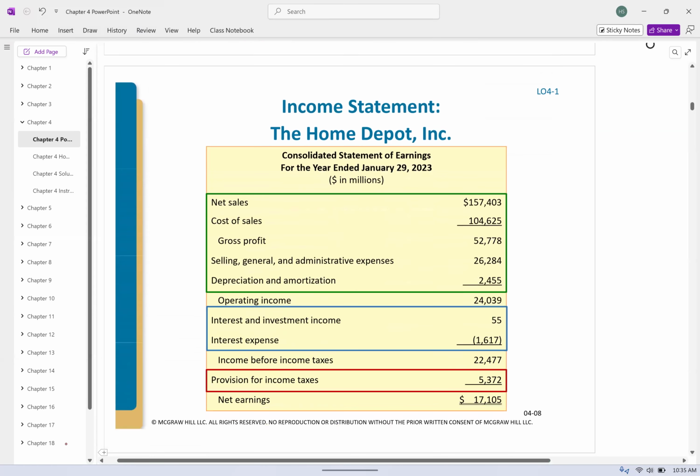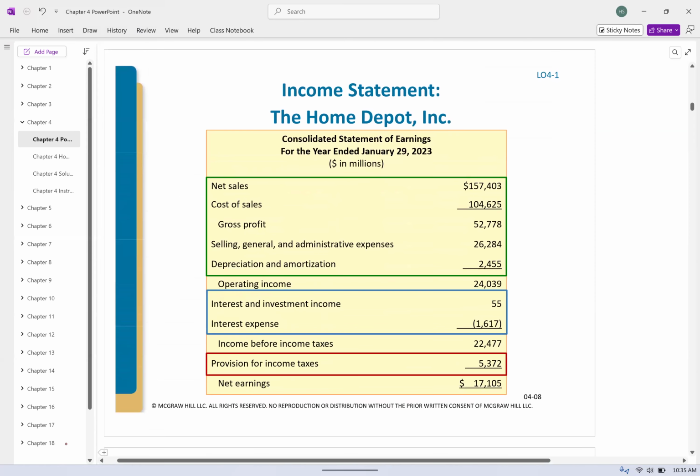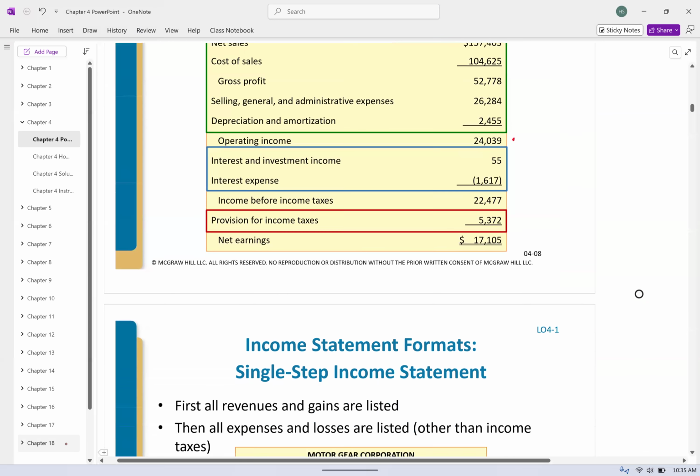Here is an income statement from the Home Depot. We have our operating. We have our interest and investment income, interest expense. Those are non-operating. Then we have a provision for income taxes, which leads us to net earnings.